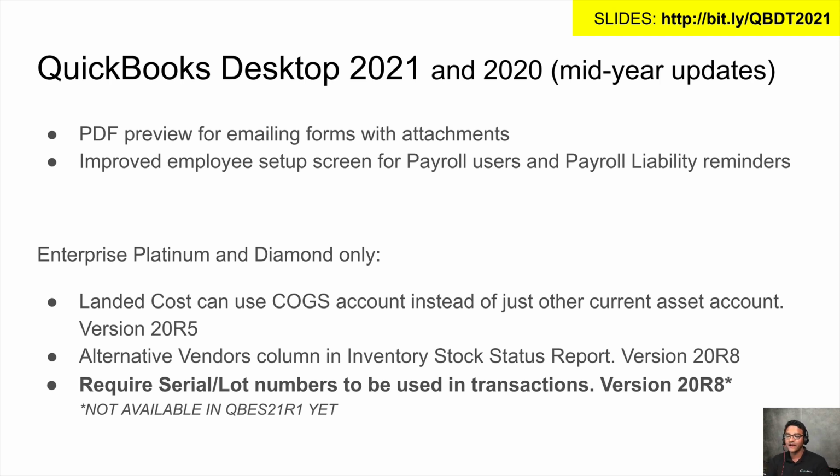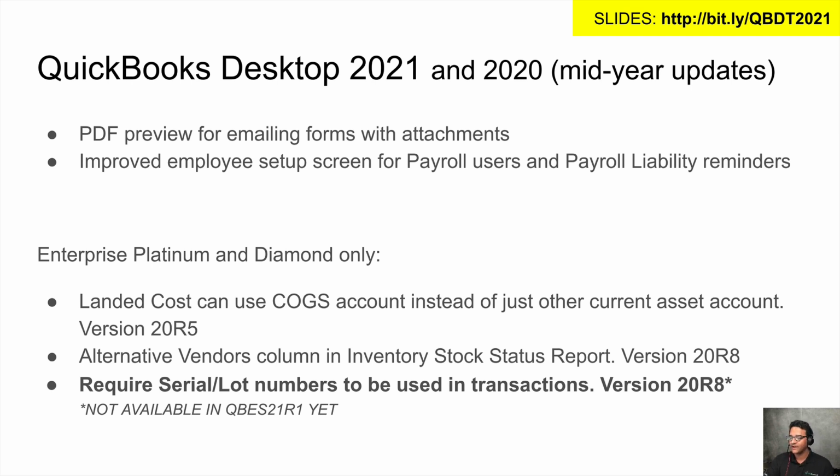Now, for QuickBooks Enterprise Platinum or Diamond users, in 2020 R5 and 2021, they updated the landed cost feature and they are allowing you to use a cost of goods sold account instead of a current asset account. That's extremely important. I was a big voice for that. That was my biggest pet peeve when landed cost came out. I requested that. I know many other pro advisors and resellers requested that. So I'm really thankful that they made that update.